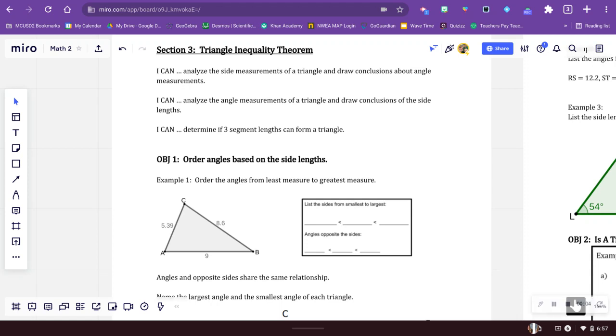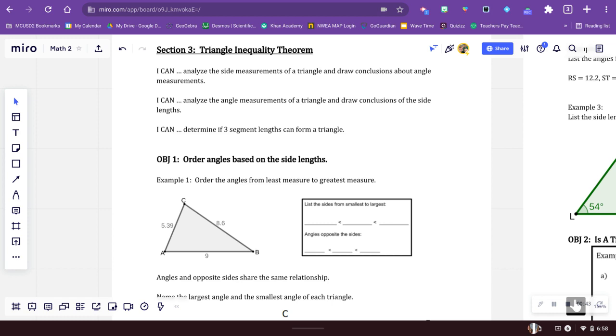Today we are going to move on to the third section, and we're going to talk about what's called the triangle inequality theorem. This lesson really has two big objectives. Today we're just going to focus on the first objective, which is ordering angles or sides based on their lengths or their measures. So we're going to be ordering things from smallest to biggest or biggest to smallest, and we're going to do both of those for the sides and the angles of a triangle.